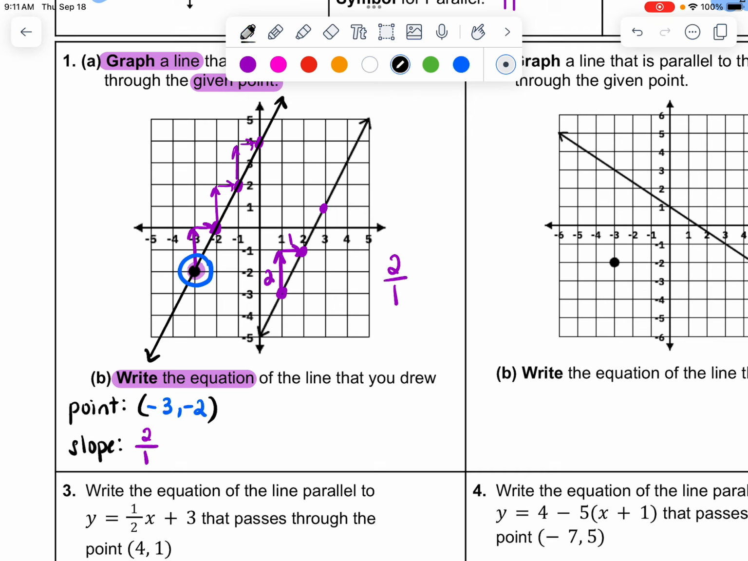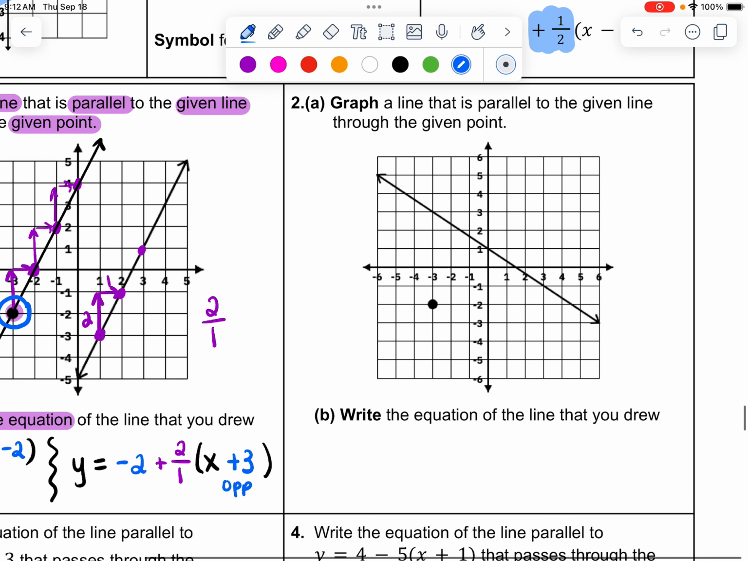Then we're going to put those together and we're going to make the equation. Y equals my y value, which is -2, plus my slope, which is 2/1, and then parentheses x, and then plus 3. Remember, this number is always the opposite of the one that you see in your point.